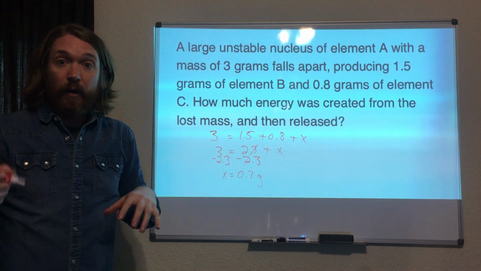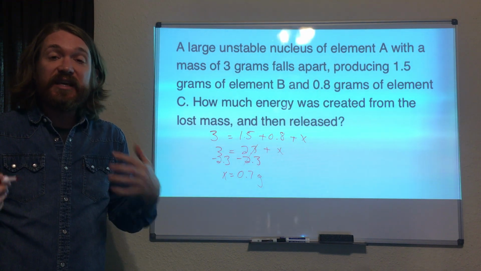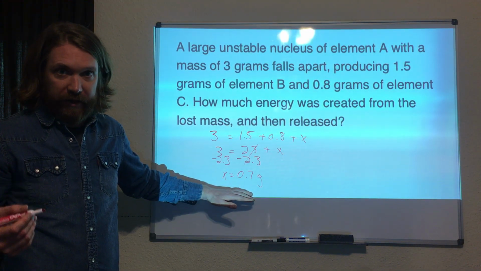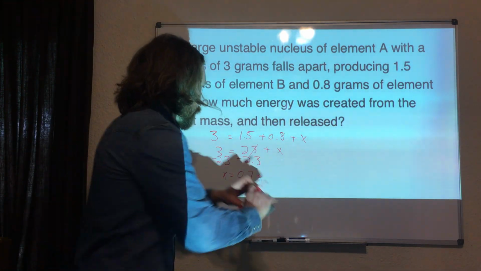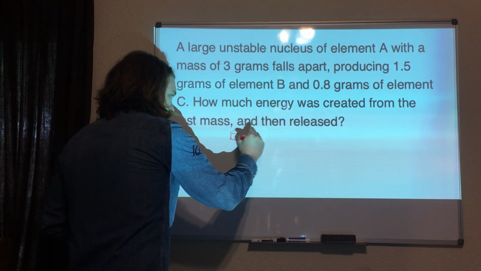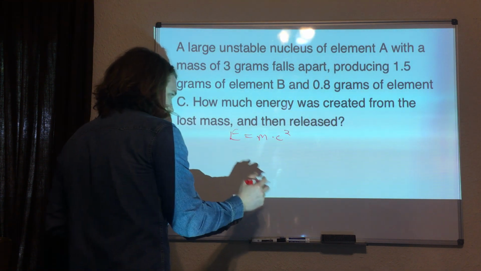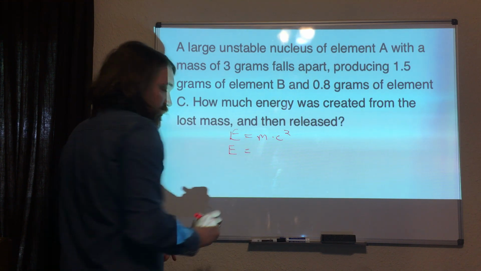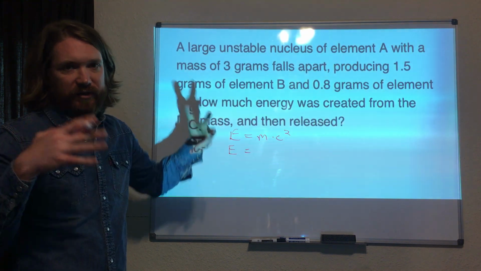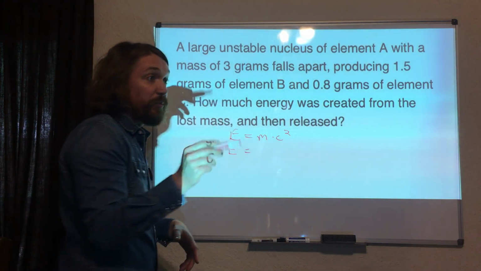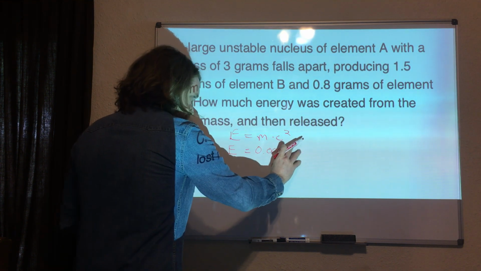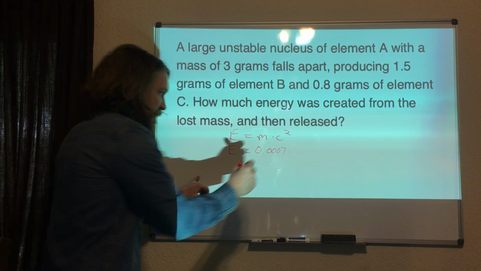Now we have to use E equals mc squared to see how much energy we get from 0.7 grams. So we have E equals m times c squared. The energy is going to be equal to our mass, and this one's a little tricky because I use grams. You have to convert it to kilograms. So 0.7 grams is 0.0007 kilograms. Don't worry about that conversion.